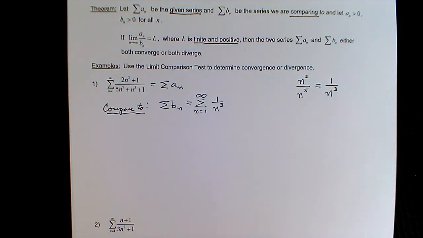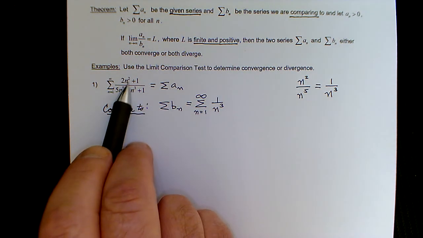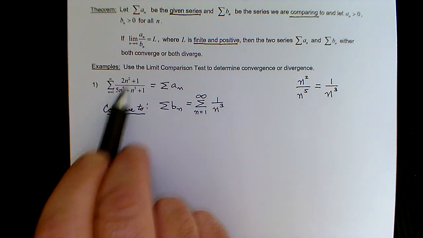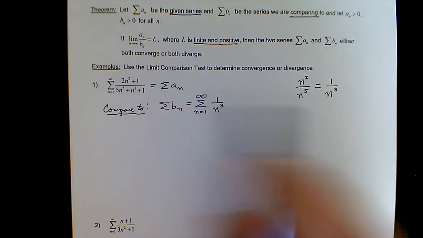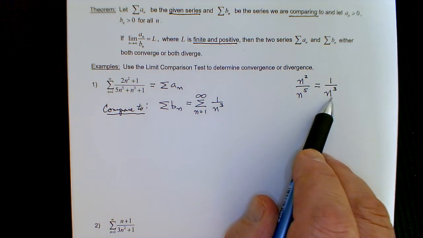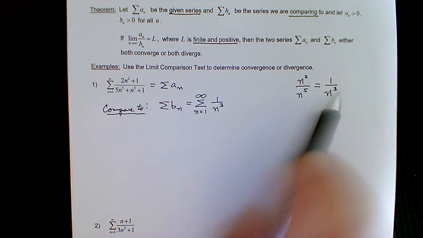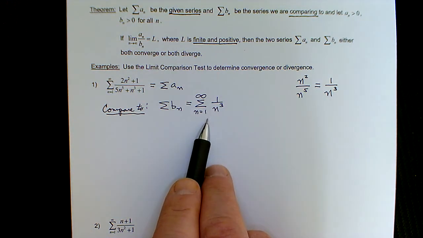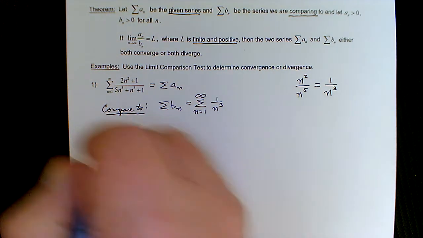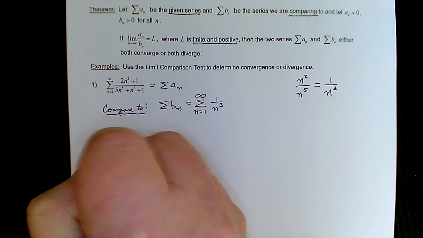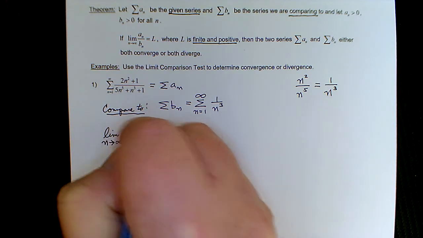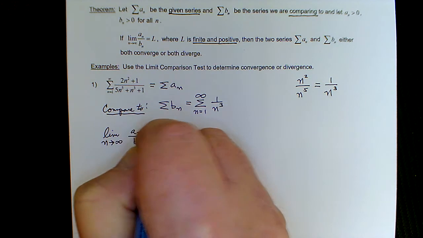So again, to get the comparison series, you don't care about anything except the leading or the highest powers of n in the numerator and denominator respectively. You take that ratio, simplify it to get a p-series, and that's what you're going to compare it to. So then the theorem just says take the limit as n goes to infinity of a sub n over b sub n.